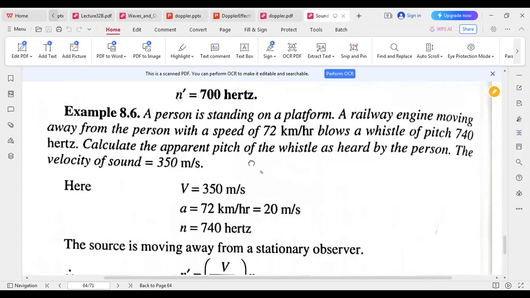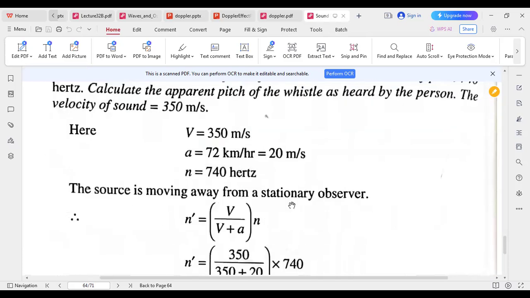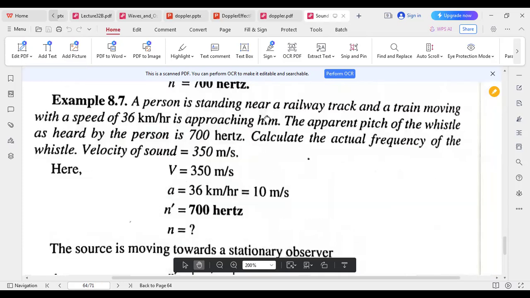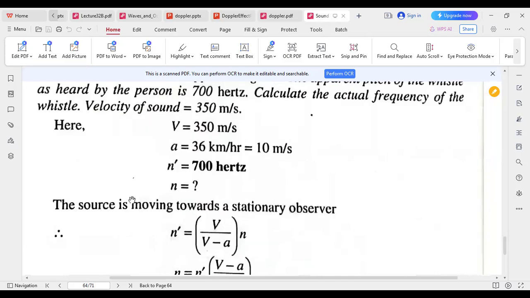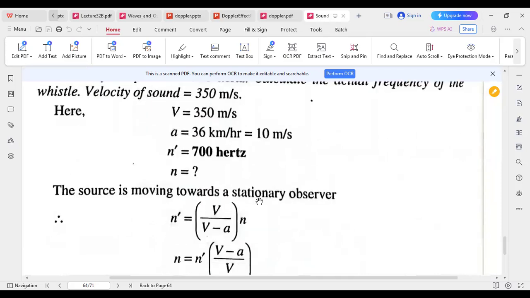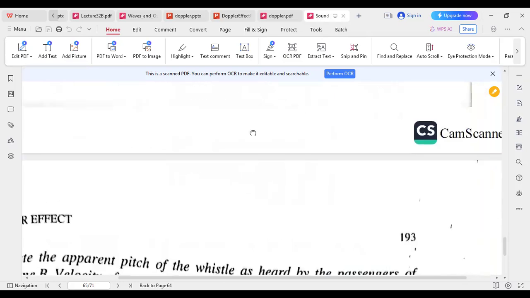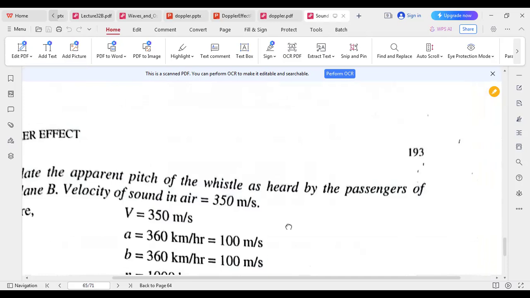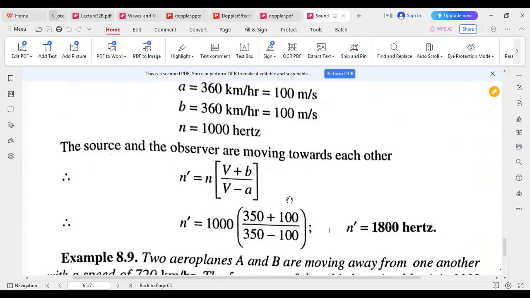Similar example, when the source is moving away from a stationary observer, b plus a. Calculate the actual frequency of the whistle. The source is moving towards a stationary observer. Similar example. Both are moving, the source and observer are moving towards each other.